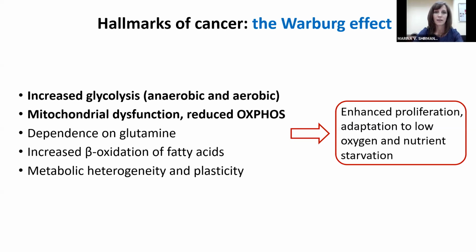Additionally, the cancer cells may use other energetic substrates to obtain energy in the form of ATP, like the amino acid glutamine or fatty acid. And cancer metabolism is very heterogeneous and plastic, so cancer cells switch easily between different metabolic pathways to sustain enhanced proliferation, adapt to low oxygen, hypoxia, and nutrient starvation.